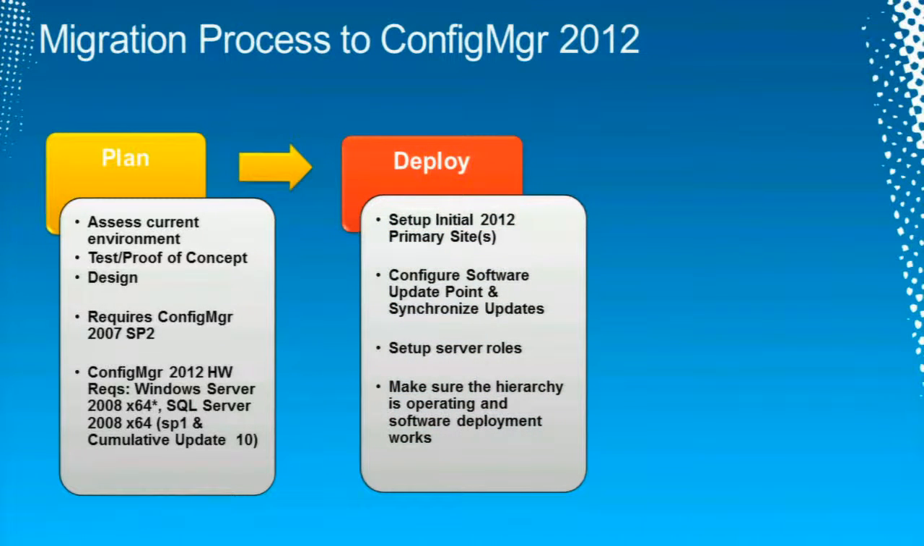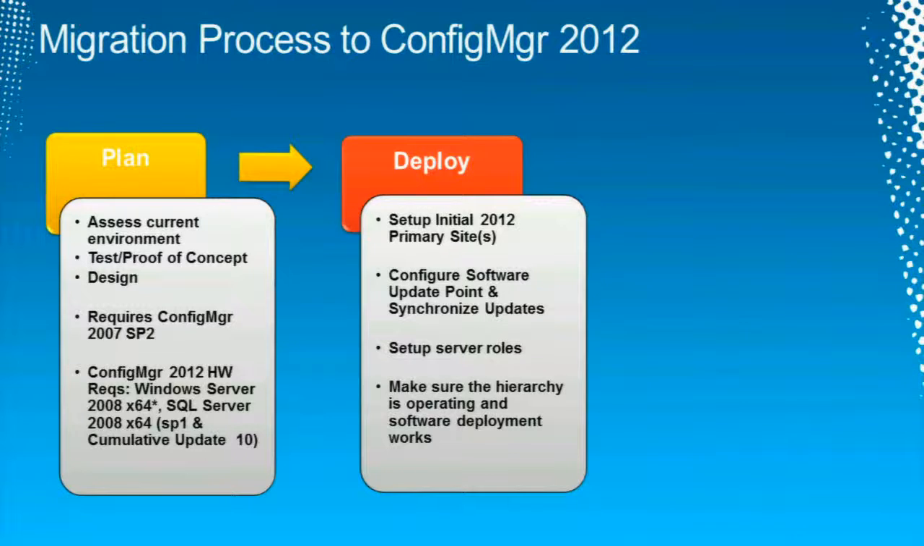So you set up your initial ConfigMan 2012 environment. So you may have a CAS, you don't have to, but you may determine you have multiple primaries, you need a central administration site, set up your X number of primary sites you want to have in that hierarchy. You have to make sure that you configure a software update point.